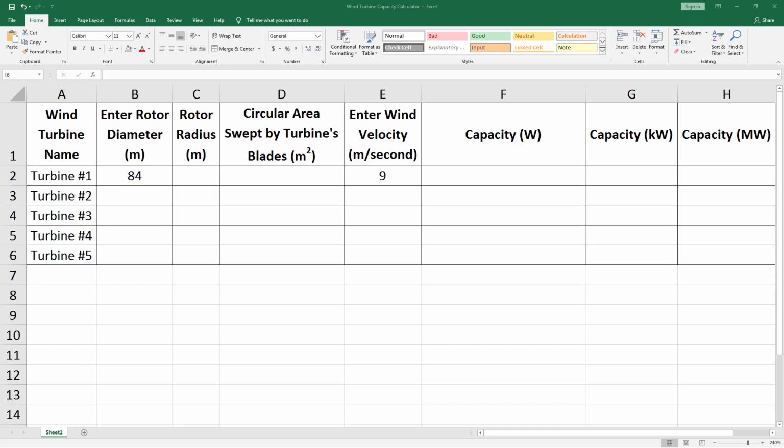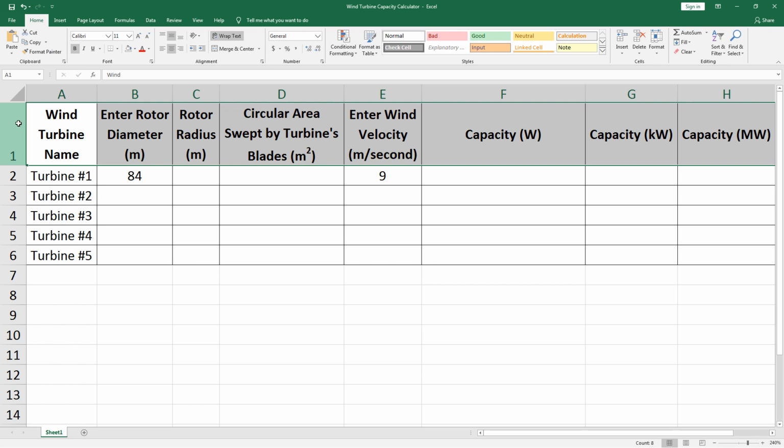Row 1 of your wind turbine capacity calculator must have the following 8 headers. Wind turbine name. Enter rotor diameter in meters. Rotor radius in meters. Circular area swept by turbine's blades in meters squared. Enter wind velocity in meters per second. Capacity in watts. Capacity in kilowatts. And capacity in megawatts.